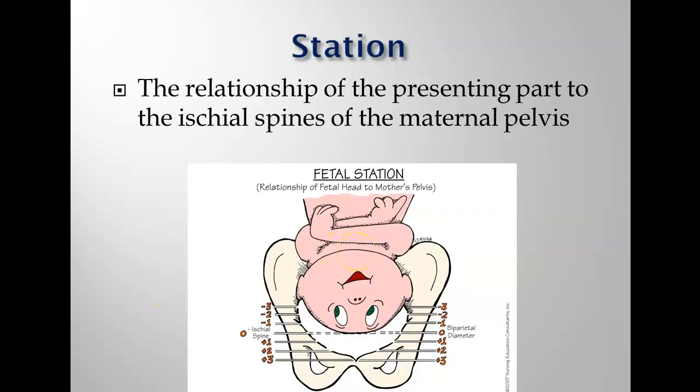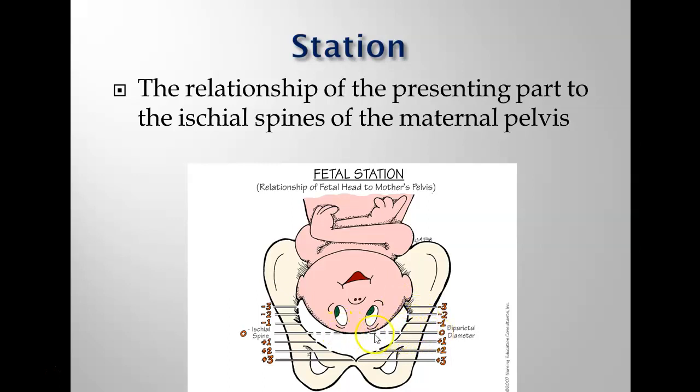Station is the relationship of the presenting part to the ischial spines of the maternal pelvis. So in mom's maternal pelvis, she has these little bony prominences called ischial spines that can be felt on a vaginal exam. And we measure the baby's head as it's moving down the pelvic structures by these little bony prominences as our landmark. If the head is above these bony prominences and it's high up here, we call that a -3 station. Well, a little bit lower is -2, a little bit lower is -1.